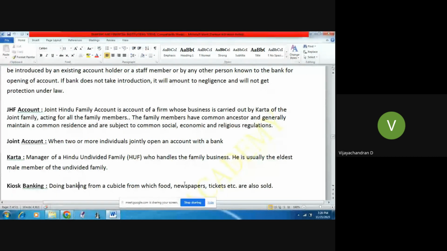Joint account, I told: either or survivor. So in either or survivor, either one's signature is enough. But suppose you are operating an account in your college, it will be signed by the coordinator and also by the principal. Then only it will be okay. Otherwise, the cheque will not be passed. So that is known as a joint account. Karta, I just told.